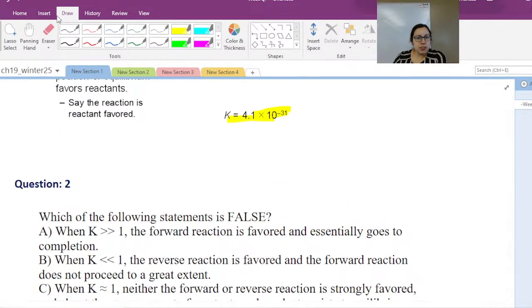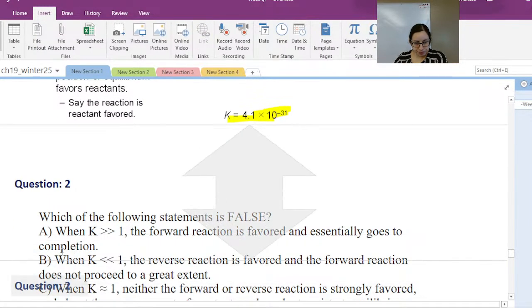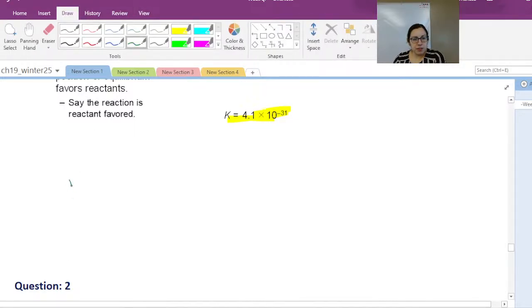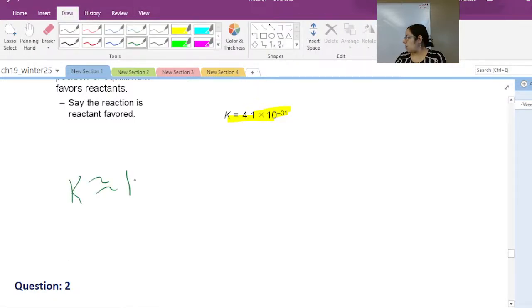And then, of course, I didn't put it there, but obviously we can think about if K is about 1, then we're saying that our products and our reactants are pretty similar. Obviously, they're not going to be equal in concentration because I'm not taking into account all the little square things right now and the coefficients, but we're saying that you'll get a mixture of both.